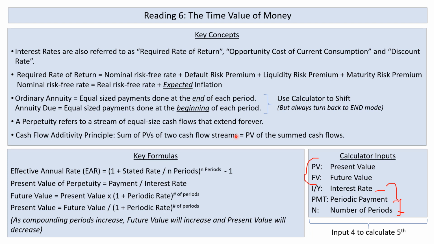Now, some key formulas. I understand that these key formulas could be, in most cases, used instead of the calculator inputs, or maybe the calculator inputs are faster than these key formulas, but still you have to know these formulas. Except for the perpetuity, the calculator inputs just do not apply.